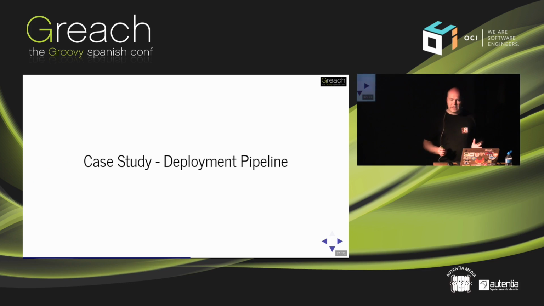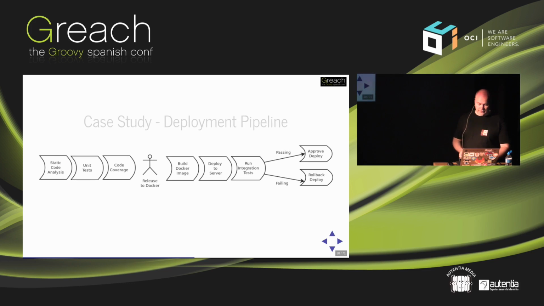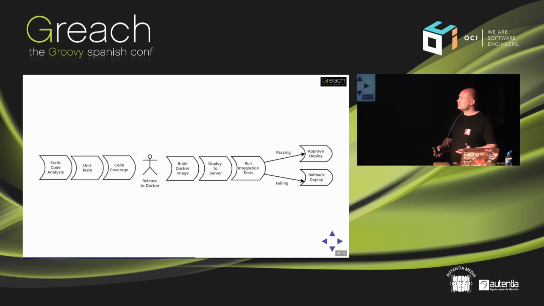So let's go to a case study on how I would set up a deployment pipeline nowadays. The first 3 steps are fairly common. Let's do some static code analysis. This is a Groovy conference, so that means let's run CodeNarc on the project. Then let's run a set of unit tests, and let's measure the code coverage just to make sure that we are in fact testing something.